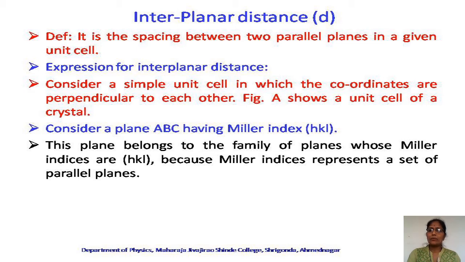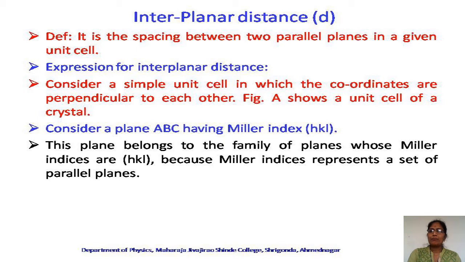While dealing with the properties of Miller indices, we have seen that Miller indices can be used to determine crystal structure with the help of a parameter d, that is interplanar distance, and we have seen the formula d is equal to a upon square root of h square plus k square plus l square. Today in this lecture we are going to derive this formula for interplanar distance.